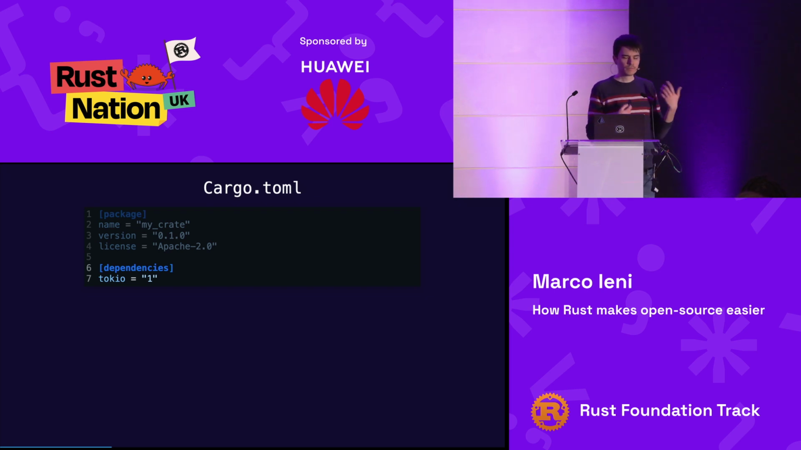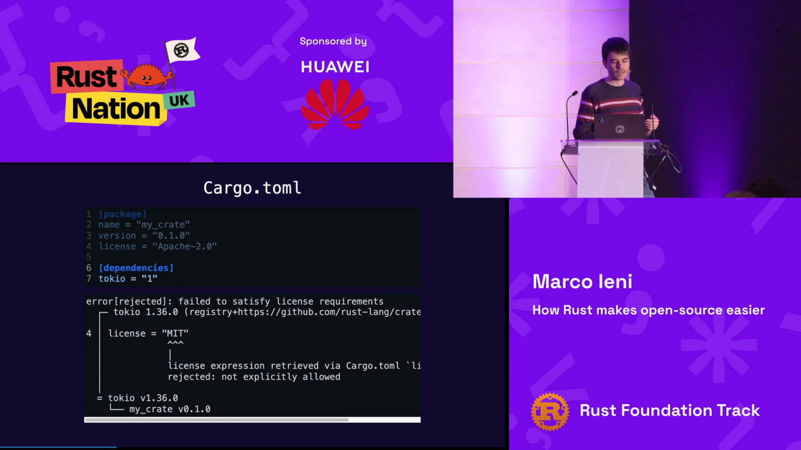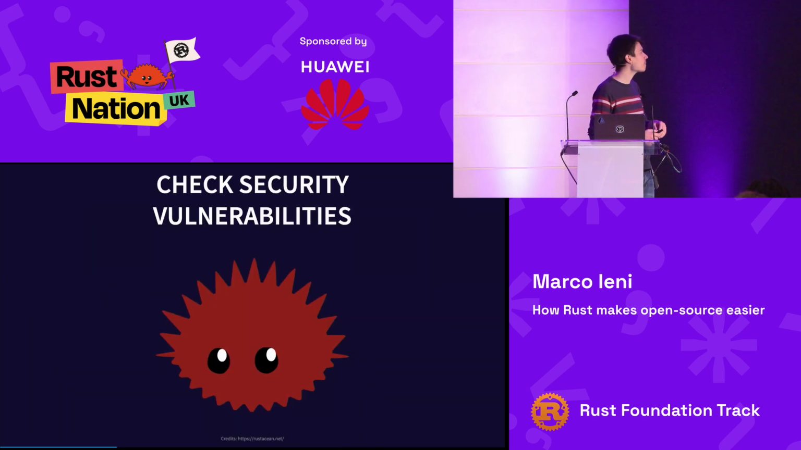So now you want to add a dependency, for example, Tokio. And cargo deny check licenses fails because MIT is not in your allowed licenses. So what you do is you open the deny.toml file again, you add this license, and so on and so on. But at least you know that the licenses of your dependencies are under control.